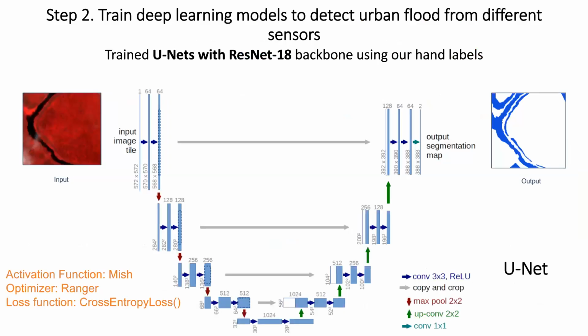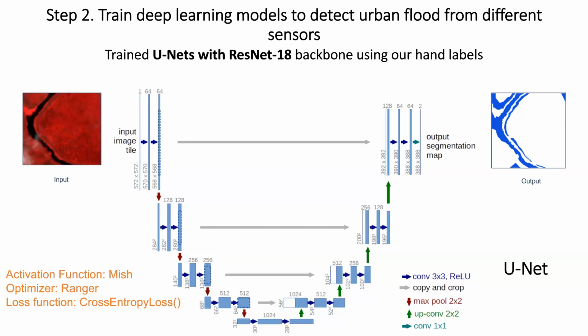Okay, so the second step is that we use the labeled data set to train models to detect urban flood from different sensors. The model that we use is the typical UNet. This graph actually shows the original style of UNet, but we actually did something a little bit fancier. We added a bunch of different things to make the model perform better. I will not go deep into that.